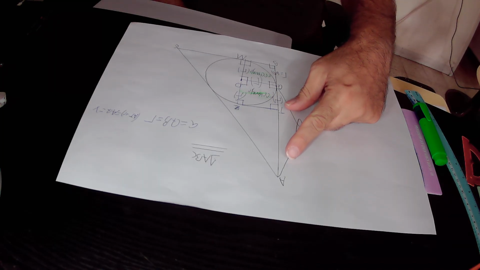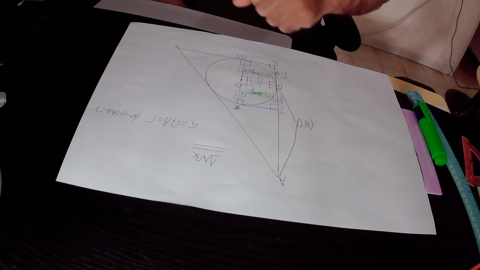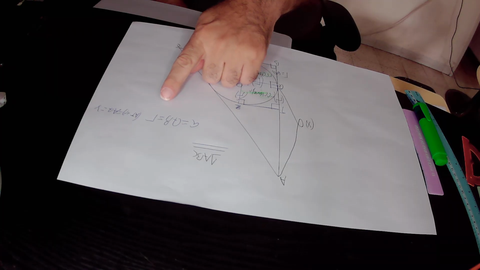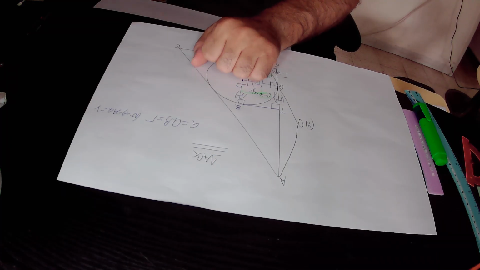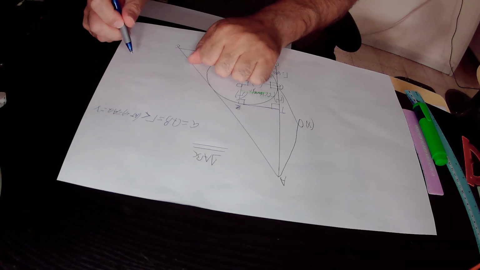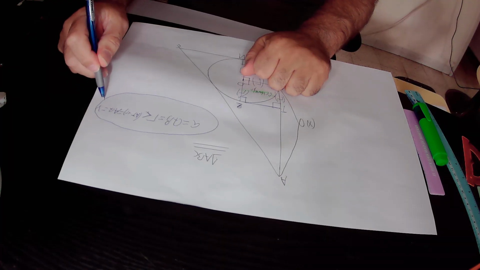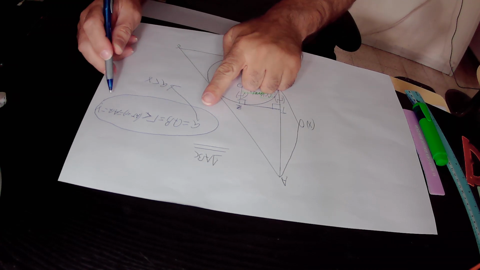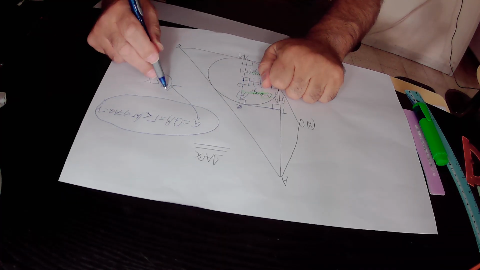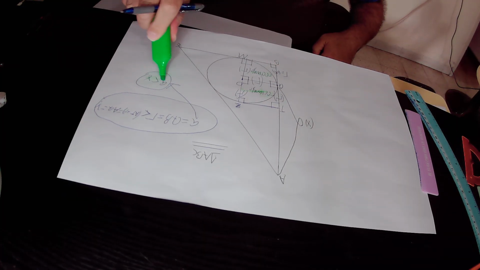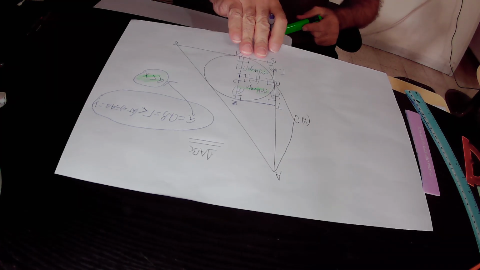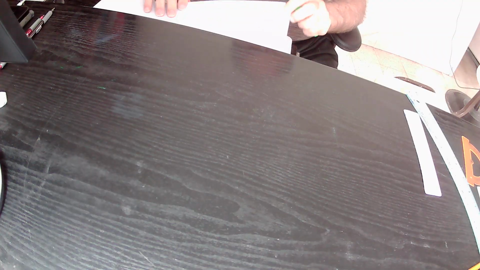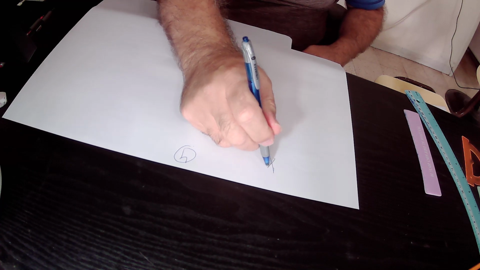AT is a length, so it is a positive number, and therefore AT plus R is definitely greater than R. So we can write here that AT plus R is greater than R. And from this inequality, we get that A is smaller than X, or X is greater than A. So we just found out that X is greater than A.